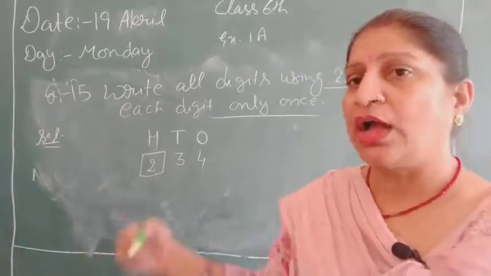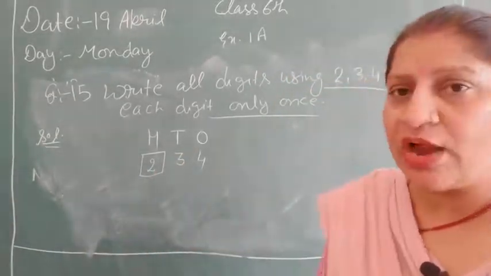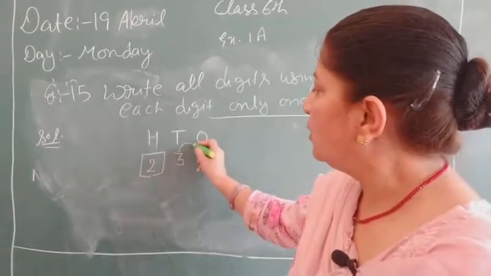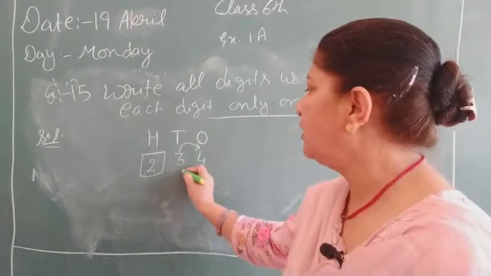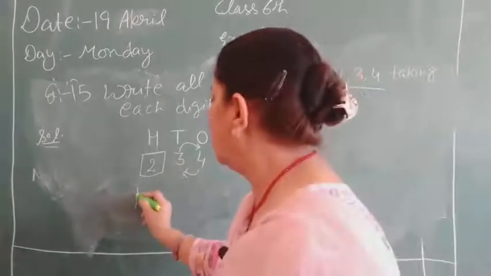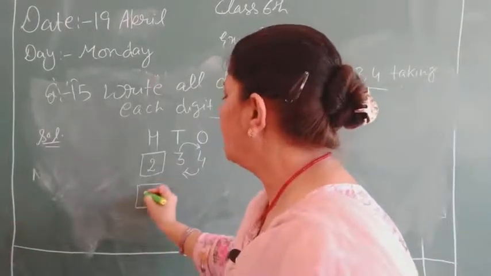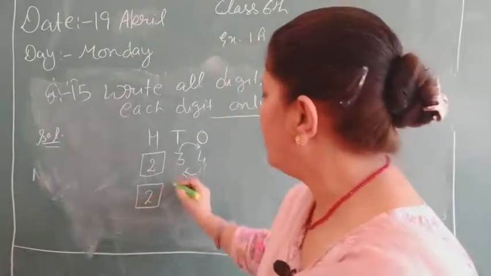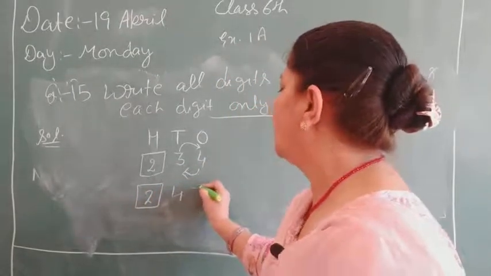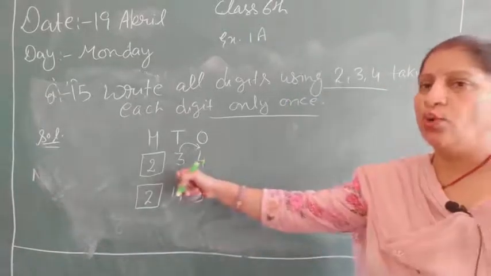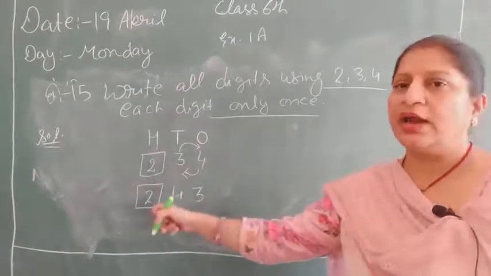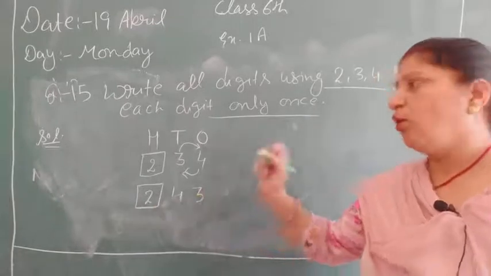Now for the next number, what we have to do? We have to change the places of the digits at ones and tens. And here again the 100 place digit is fixed, and we have to write the number 43. Now our number becomes 234, and the next one is 243.